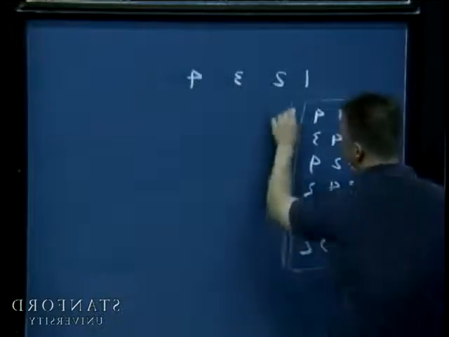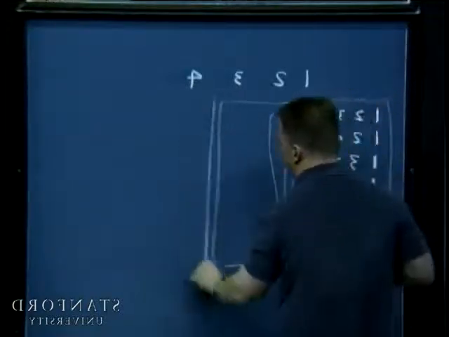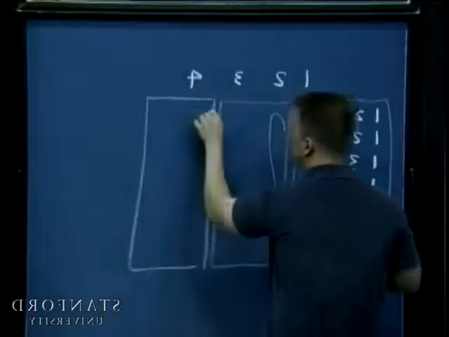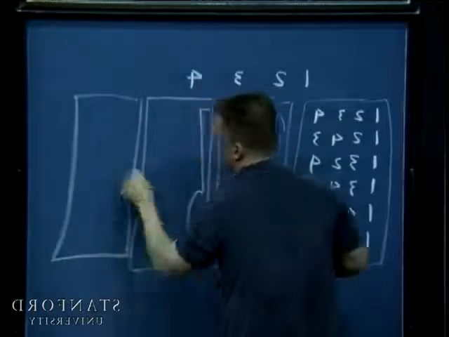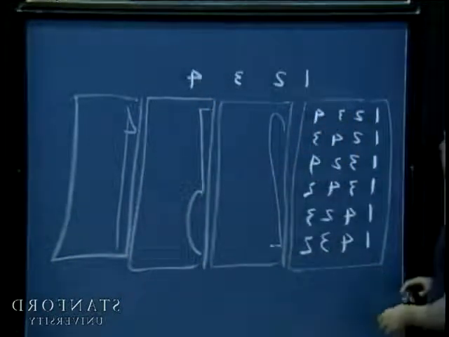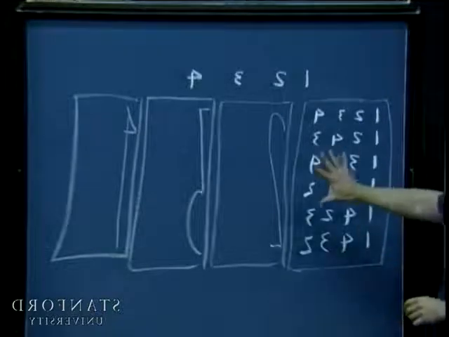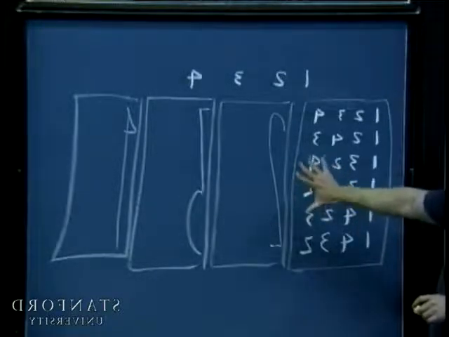Then there are all those that begin with a 2. There are all those that begin with a 3. And then there are all those that begin with a 4. Okay. There are 24 permutations here. It's not 24 so much as it is 4 factorial.